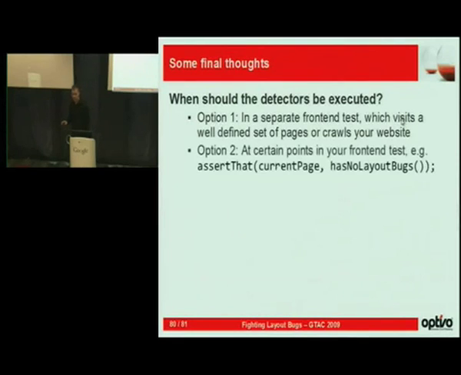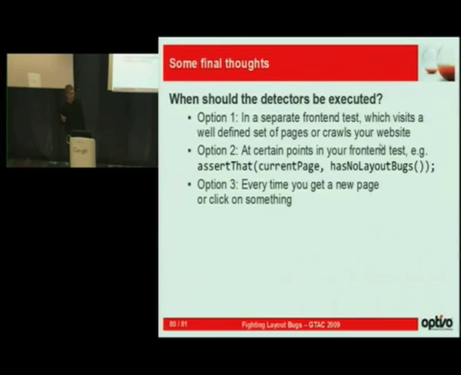That might work, but maybe it's also valid to explicitly express in your front-end tests that you assert that the current page has no layout bugs. And in this matcher method, has no layout bugs, you trigger those detectors you want to use to detect layout bugs. Or the third option, why not every time you get a new page or click on something or make something change, find layout bugs every time?